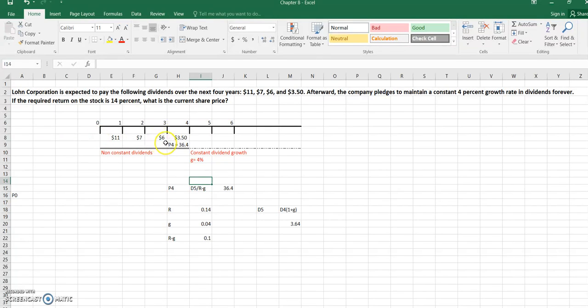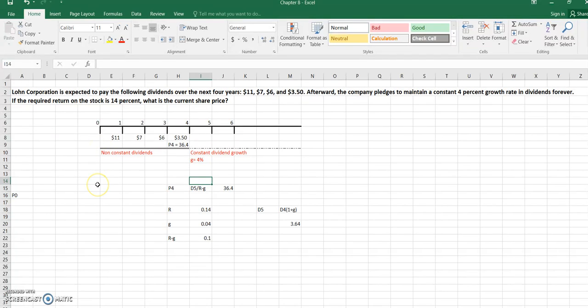We do the same thing for $6. We divide it by 1 plus 0.14 to the power 3 because it takes 3 years to come back to the present. And here we take the cash flows at the end of year 4, add them up, and discount by 1 plus R to the power T, meaning we divide by 1 plus 0.14 to the power 4 because it's going to take us 4 years to come back to the present.